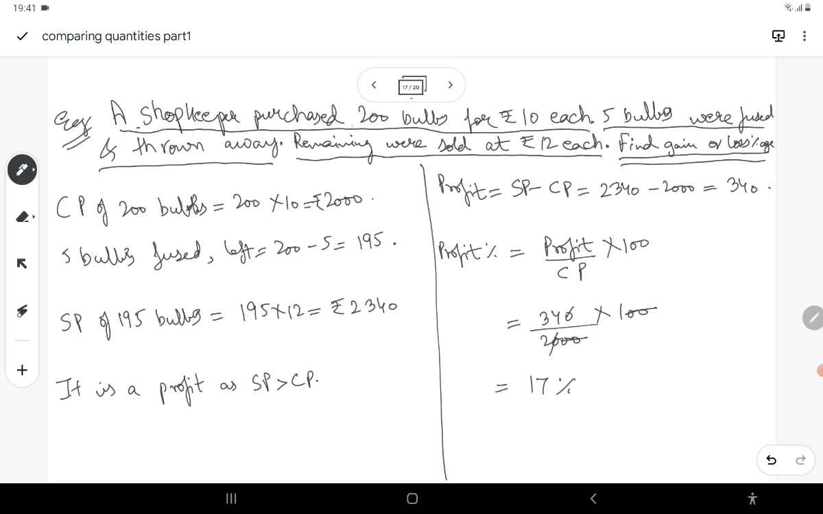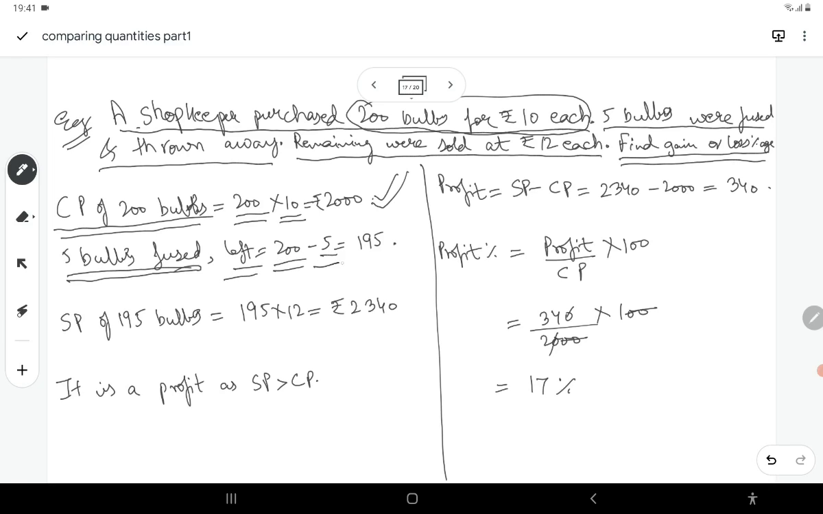So first of all, the shopkeeper purchased 200 bulbs for rupees 10 each. So the cost price of 200 bulbs would be 200 bulbs into the cost of each, that is 10, which gives the cost price of 200 bulbs as 2000. Now it is said 5 bulbs fused and were thrown away, so the left-out bulbs would be 200 minus 5, which is 195, and they were sold at 12 rupees each.